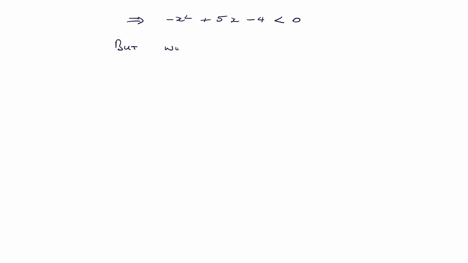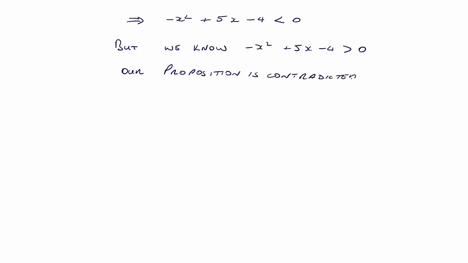So we have the implication minus x squared plus 5x minus 4 is less than 0, but we know minus x squared plus 5x minus 4 is greater than 0. So our initial proposition is contradicted. Therefore, x can't be less than or equal to 0, it must be greater than 0.